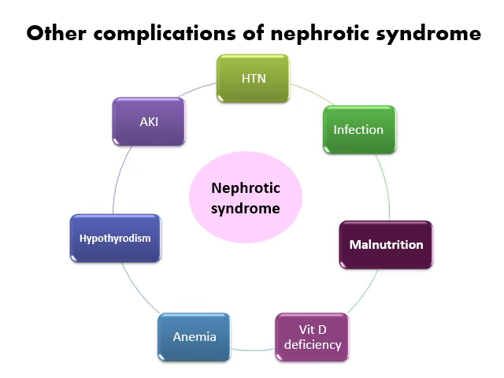These are the complications of nephrotic syndrome: hypertension, acute kidney injury due to renal hypoperfusion, increased liability for infection due to losses of immunoglobulins in urine, which are protein in nature, malnutrition with nutritive losses in urine, and also vitamin D deficiency. Those patients are liable for anemia due to transferrin losses, and especially there will be iron deficiency anemia, and hypothyroidism also can result due to loss of thyroxine binding globulins in urine.